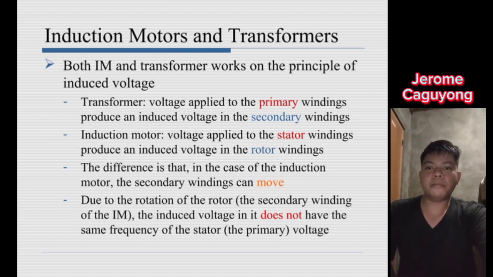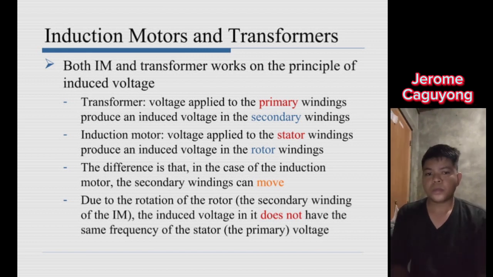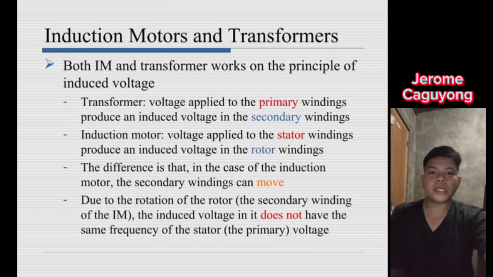So, in a transformer, voltage applied to the primary windings means the voltage goes to the primary windings to produce the induced voltage that goes to the secondary windings, which is the output voltage or current. In the induction motor, voltage is applied to the stator, which is no longer called the primary, since from the word motor itself it is a motor. So the voltage goes to the stator windings to produce an induced voltage in the rotor windings. So next is frequency.